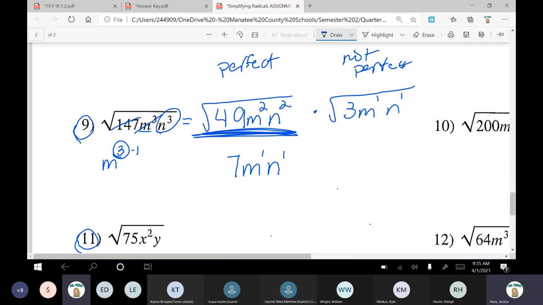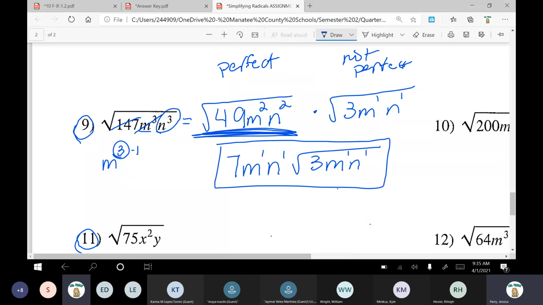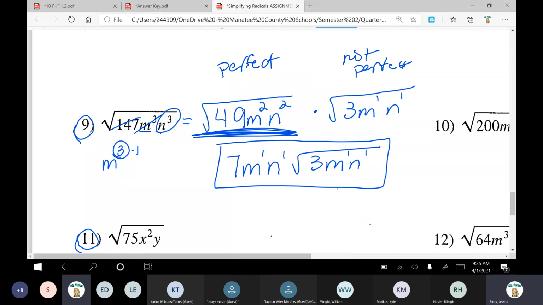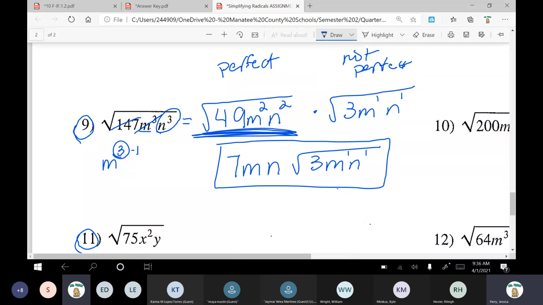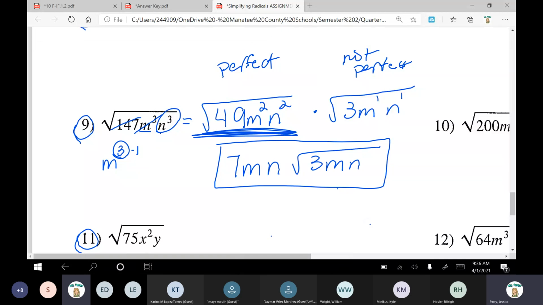Perfect. And then I'm just going to drag down this square root, 3m to the power of 1, n to the power of 1. Okay, this would be your final answer, but let's clean it up a little bit. All of those exponents of 1 are invisible. So I'm just going to erase all of those exponents of 1, because they're all invisible. We don't see them now. We can go ahead and write them in, and it's the same exact thing. But this right here is the most simplified way to write your final answer for number 9.